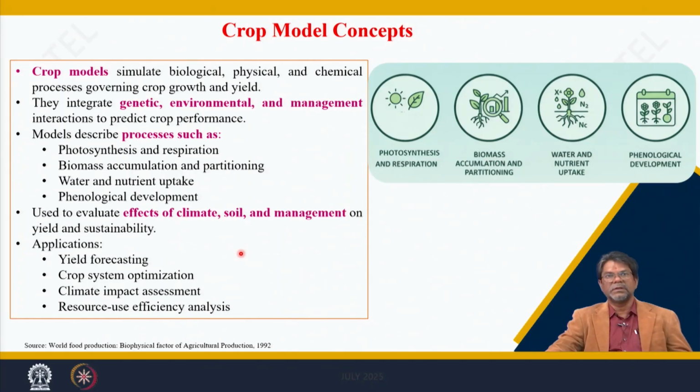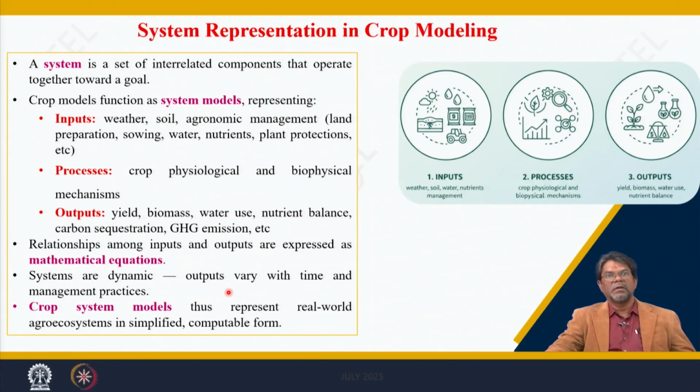Then the system representation in crop modeling. A system is a set of interrelated components that operate together towards a goal. So, the crop modeling system uses inputs, particularly weather, soil inputs, water, nutrients and management, the environmental inputs and the management inputs, which together give the input for the crop models.